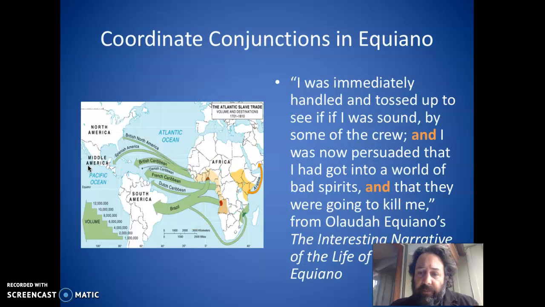Another example here, although you don't typically see it with multiple conjunctions, and the semicolon, that's the second example here, is kind of a more traditional use of it. "I was persuaded that I'd gotten into a world of bad spirits and that they were going to kill me," from Olaudah Equiano's The Interesting Life of Olaudah Equiano.